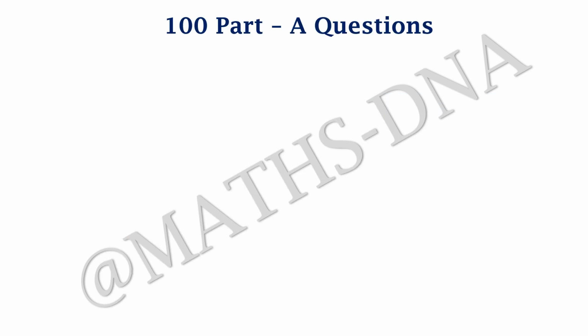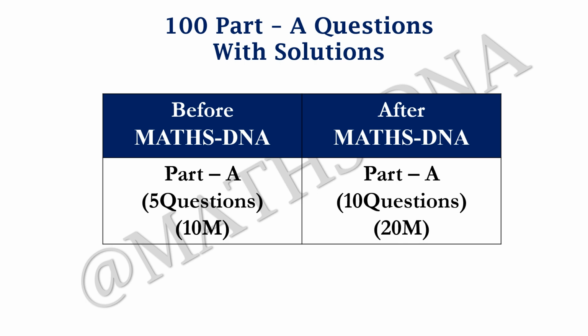Moving on to part A, 100 part A questions, that too with solutions. It was seen that students do not appear in part A, and if they appear, they are only able to take 5 questions correctly and they can only score 10 marks. But when you have this 100 part A questions and when you solve each of them, you can easily take 10 questions and you can easily score 20 marks.